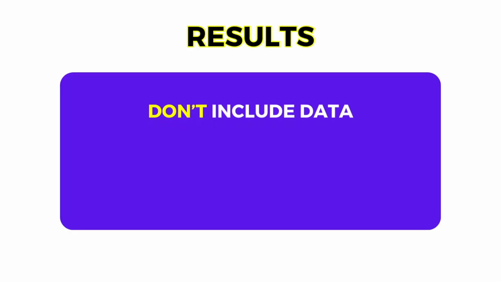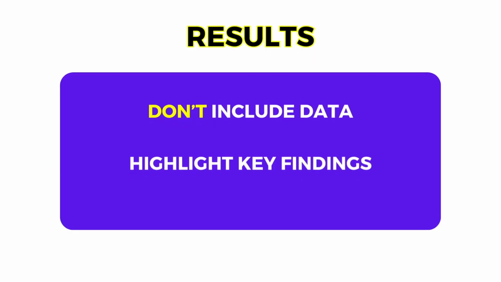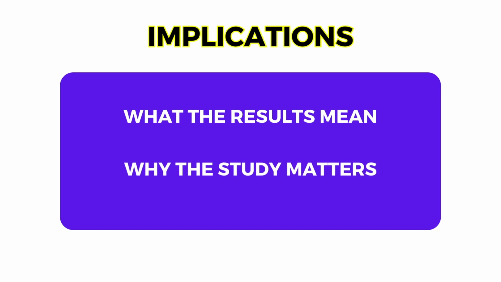Now the biggest tip here is that we don't write about our data. We just highlight our key findings. And it's through our data that we discover what our key findings are. Then we need to include our implications. So we've already identified what our study found in our results component. We now need to explain what they mean and why they matter. We could also include here any practical applications that we might have found.